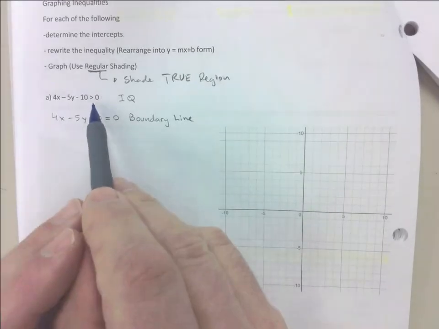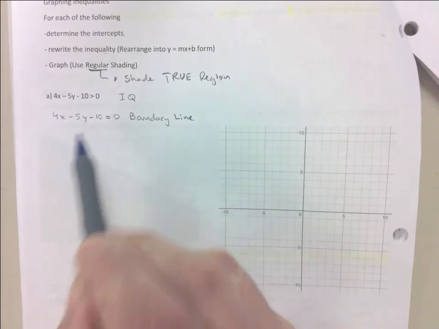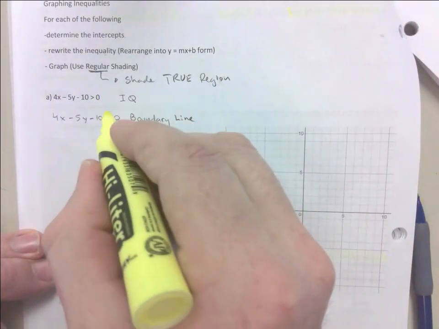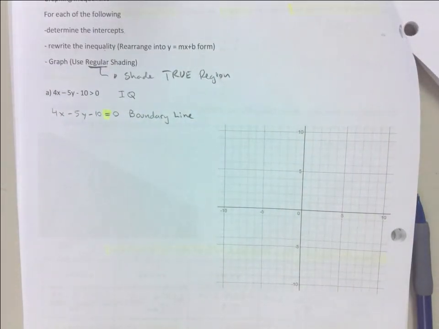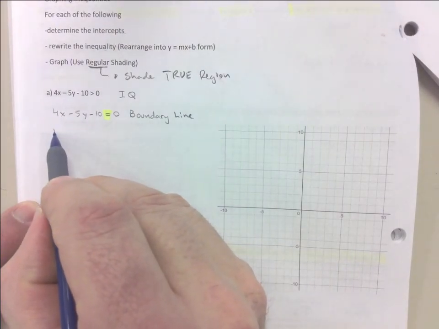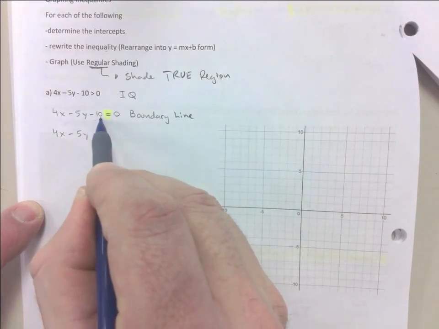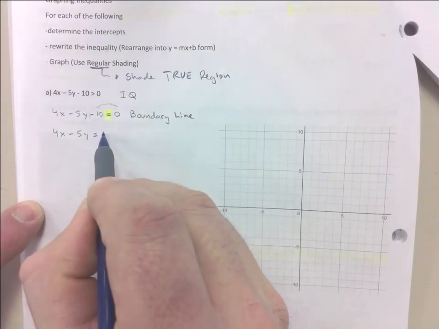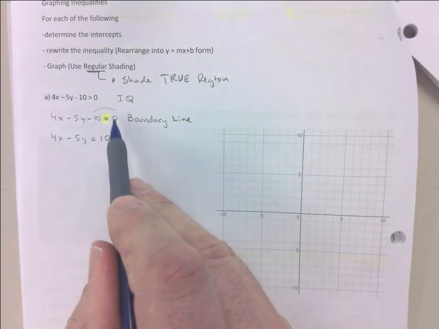So what I do is I get rid of the inequality for a moment and just put an equal sign in there. So I'll highlight that. Because I need to have the boundary line, I need to have information about it before I start actually shading in. So clean up. 4x minus 5y is equal to, this one comes over, positive 10, correct? The negative 10 comes over positive 10.